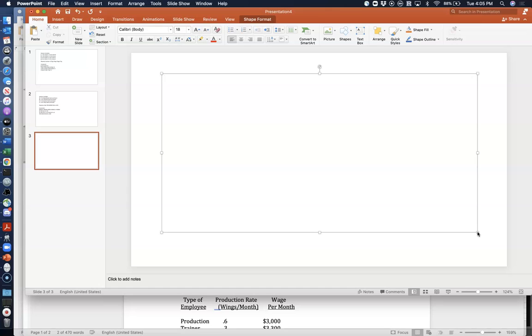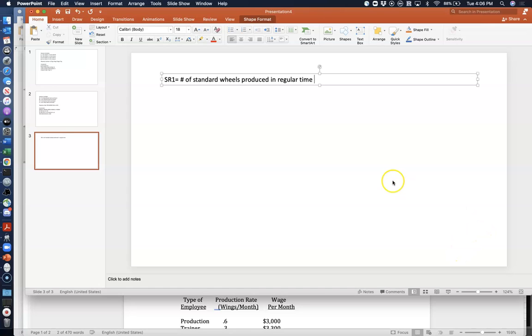This is how I'm going to manage the 8 different combinations. I'm going to say SR1, the number of standard wheels produced in regular time for month 1. I'm going to call them month 1 and month 2. So next month is month 1, and the month after that is month 2. So SR1: S is for standard, R is for regular, 1 because first month. Those are the 3 dimensions that I have. But SR1 is a single quantity.